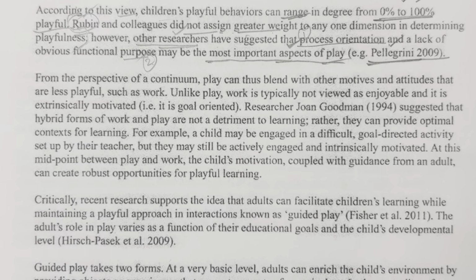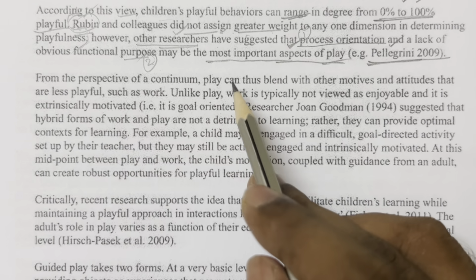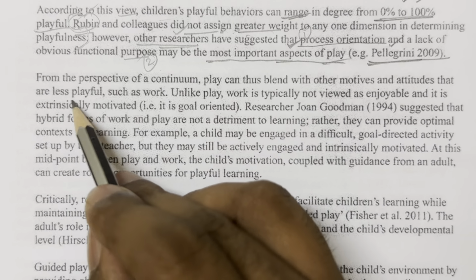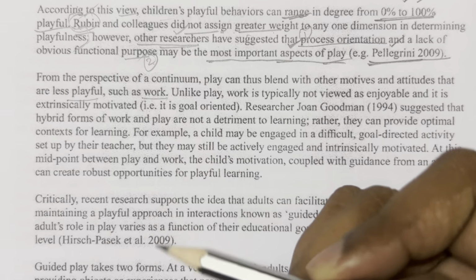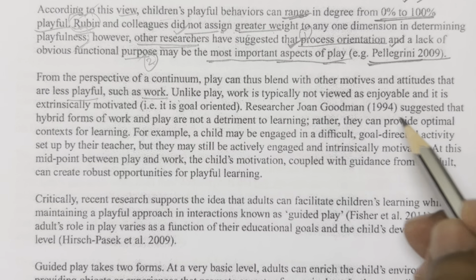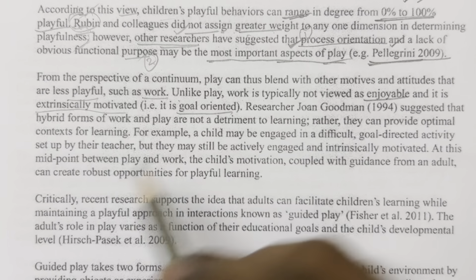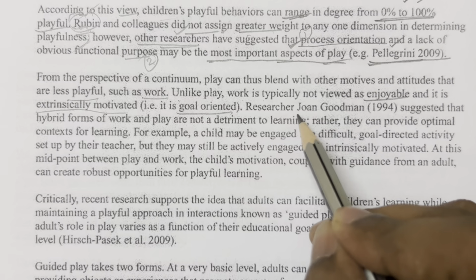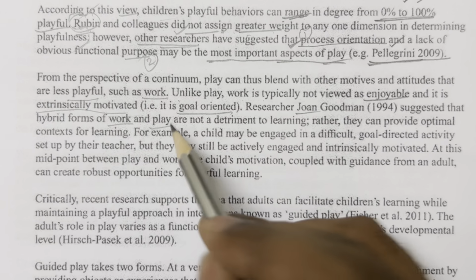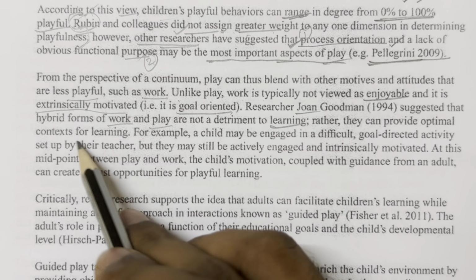Okay guys, let's go to the next para. From the perspective of a continuum, play can thus blend with other motives and attitudes that are less playful, such as work. Okay. Unlike play, work is typically not viewed as enjoyable and it is extrinsically motivated, means it is goal oriented. A researcher, Joan Goodman, suggested that hybrid forms of work and play are not a detriment to learning. Rather, they can provide optimal context for learning.